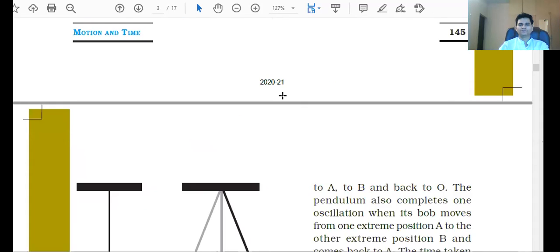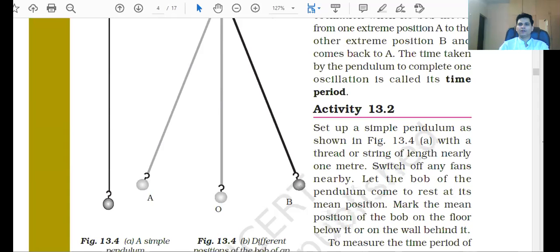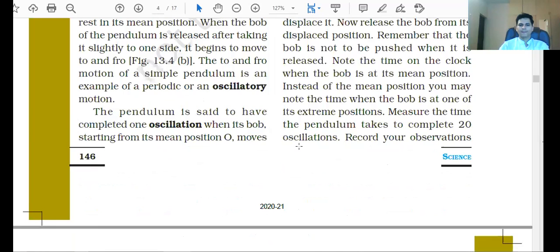Okay, now this we studied. What is time period? Tell me. The time taken for one complete oscillation is called your time period, or the time of repetition. The time between two consecutive repetitions of any motion is called time period. Got it? Right? So this we have studied.